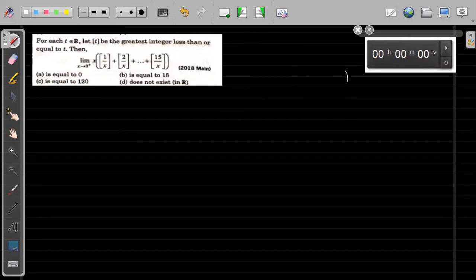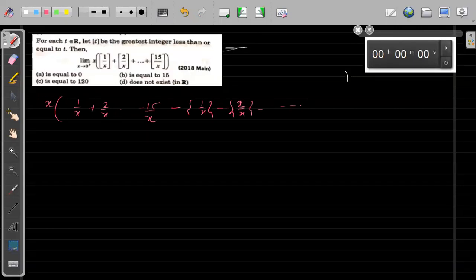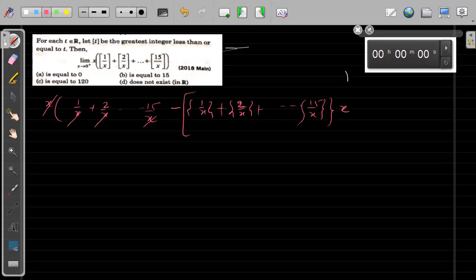So suppose somebody has solved all the questions from the CCUS material, he will just see the question and directly write the answer. Each of these greatest integer parts, you can write as x into 1 by x plus 2 by x till 15 by x, minus the fractional part of 1 by x, minus the fractional part of 2 by x, minus the fractional part of 15 by x. So this x will get cancelled with all these x's and this x will get multiplied with all of them. So I will write plus plus plus.